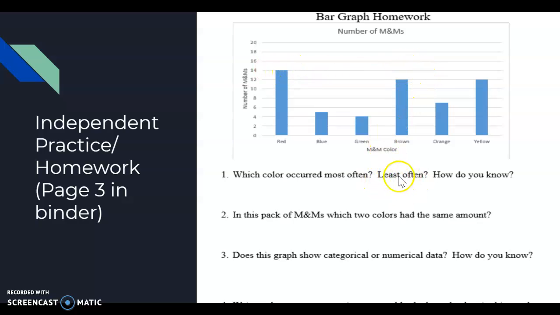So which color occurred least often? And how do you know? The exact opposite of the most, the least. Which one has the smallest value in its bar? It's going to be between the blue and the green right here. So let's see. It's going to be the green with the smallest value. How do I know? Because I can look at the bar and tell that it has the smallest value, and it is at 4. And everything else for each other color is going to be higher.